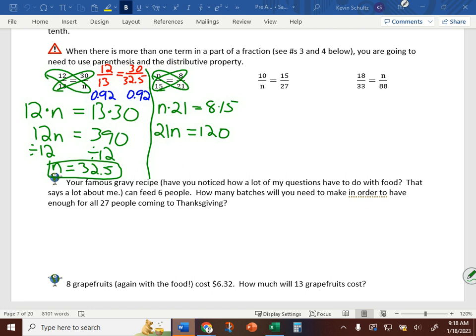Our step that we did in the first one was to divide by 12. Same thing here. If you had n by itself, we're dividing by 21. And what's 120 divided by 21? This does not sound very promising. 5.7142. 5.714. We'll just round that to 5.71. Okay.